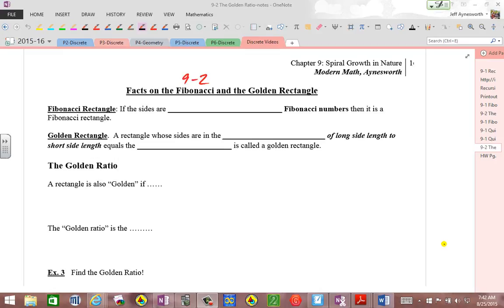Hey everybody, this is Mr. Ainsworth, and we're going to get into some facts on the Fibonacci and golden rectangles. Let's start with the Fibonacci rectangle here.